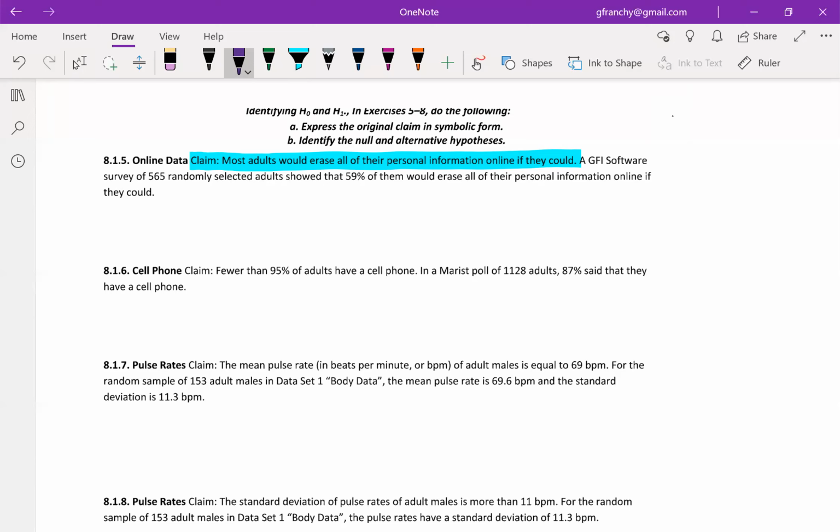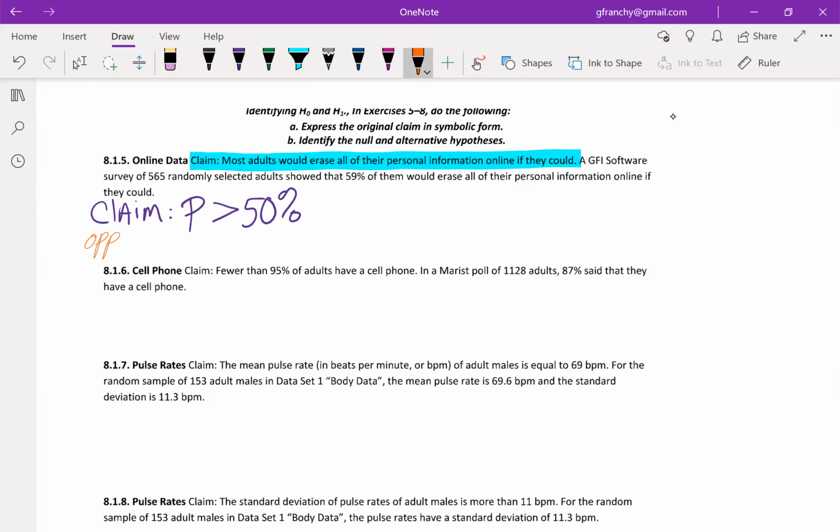Now, the question is, what parameter are they making a claim about? Well, if you think about the question here, would you do something? Would you not do something? The answer to that would be like a yes, a no, categorical variable. They're making a claim about a proportion. And what it means to be most adults, what it means to be a majority, is that's greater than 50%.